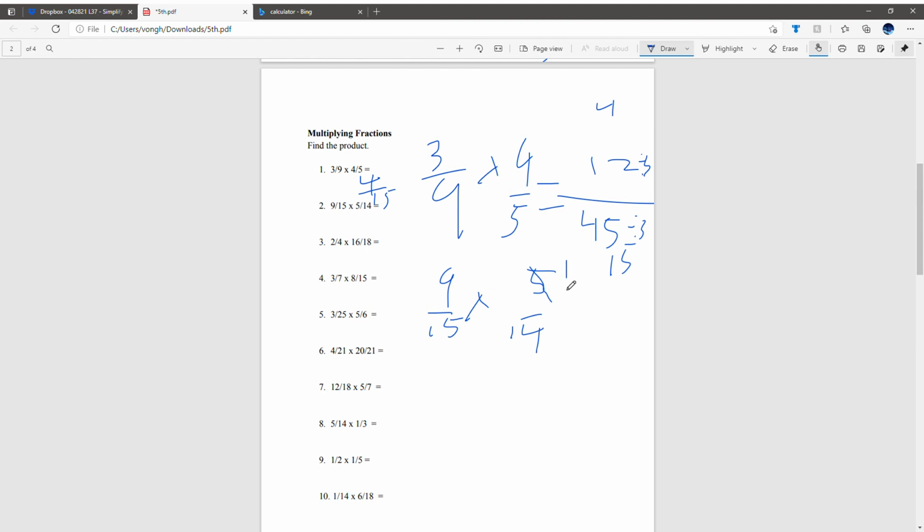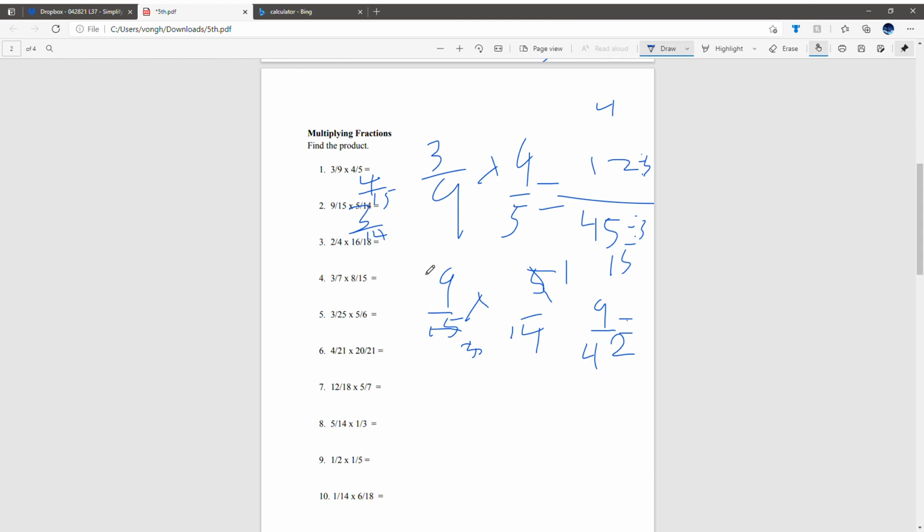So 5 divided by 5 equals 1. And then you got 15 divided by 5 equals 3. And then you just do 9 times 1, which is 9, and then 3 times 14, which is 42. And then you can also simplify this even further, because they both have a common multiple of 3, so you divide the top and bottom by 3, so you should get 3 over 14.